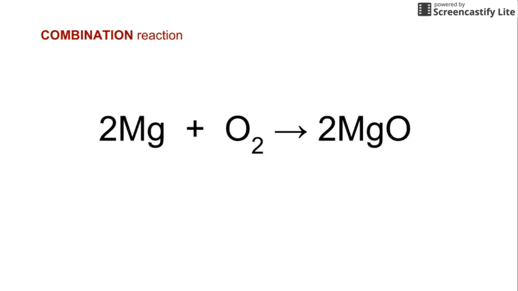In a combination reaction, 2 reactants combine to make a single product. So in this particular case, magnesium combines with oxygen to make magnesium oxide. If you're looking at an equation and just trying to decide if it's a combination reaction, you're looking to see if there is one product, and in this case there is. That one product is always a compound. The reactants can be elements or compounds. The one product is always a compound.